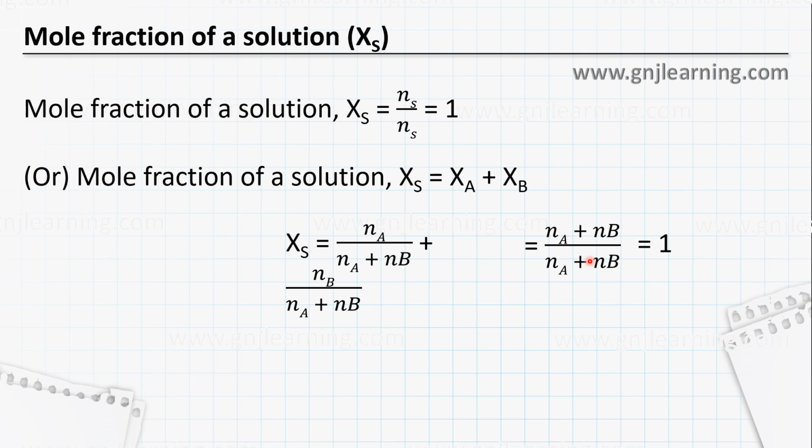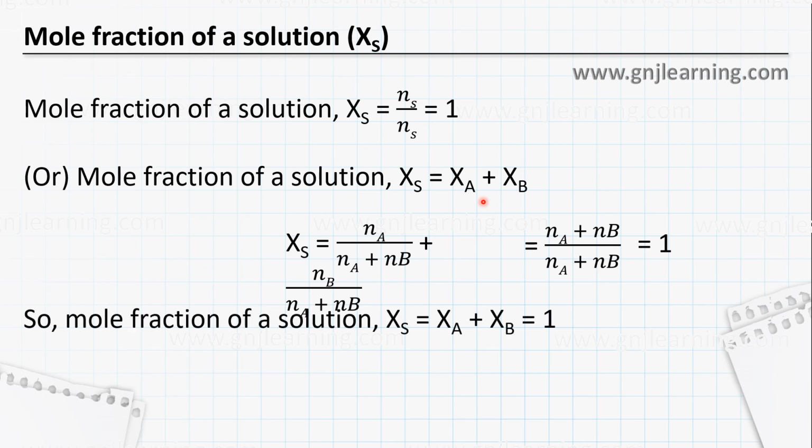In other words, this value of 1 is the value of Xs, isn't it? If you substitute that value into this equation, what do we get? The mole fraction of a solution, Xs, is equal to Xa plus Xb, equal to 1. So it is a very important equation: Xa plus Xb is equal to 1.